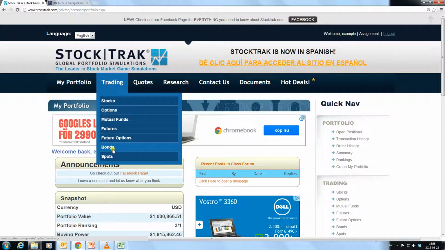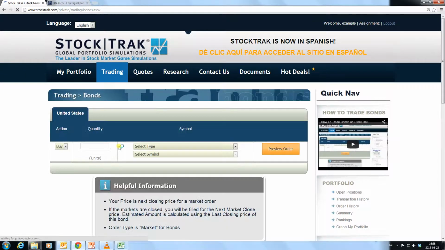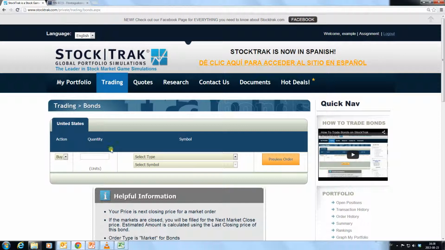Okay, so if we go to StockTrack now, from the main page you go to trading and then you choose bonds. When you trade bonds, it's slightly different from when you trade stocks. First of all, you only have two actions. You can either buy a bond or you can sell a bond that you own. And secondly, you do not have to write the company symbol, because you only have a limited amount of bonds to choose from. So you need to begin by selecting the type of bond.